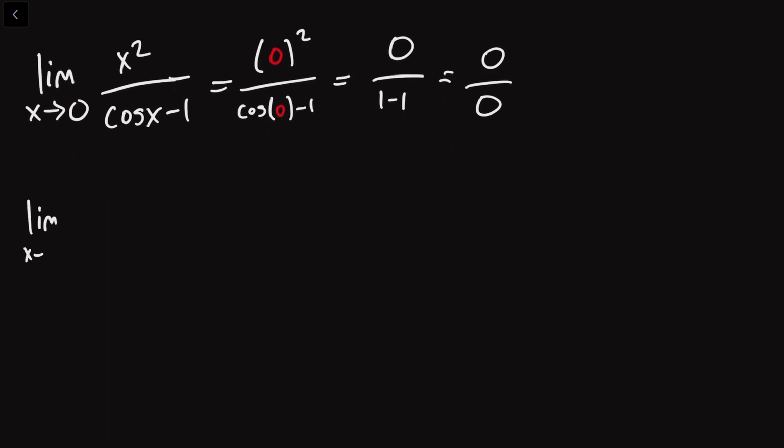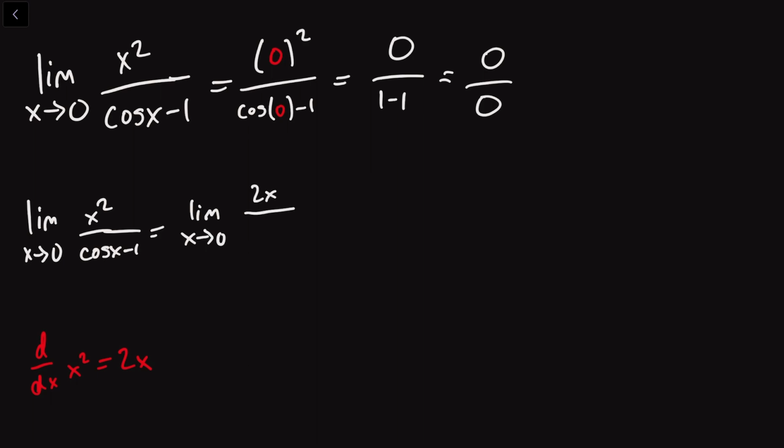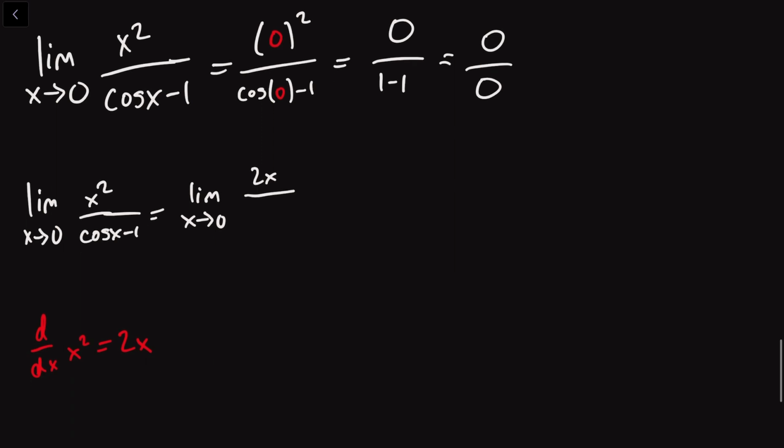So the limit of this equals the derivative of the top. The derivative of x squared is equal to 2x. So this is equal to the limit as x approaches 0 of the derivative of the numerator, 2x, over the derivative of the bottom, cosine x minus 1. The derivative of cosine x is negative sine x, and then minus 1 is 0. So the denominator is negative sine x.